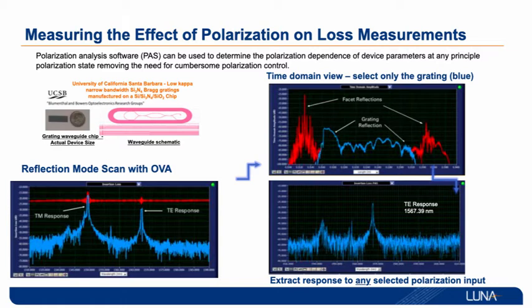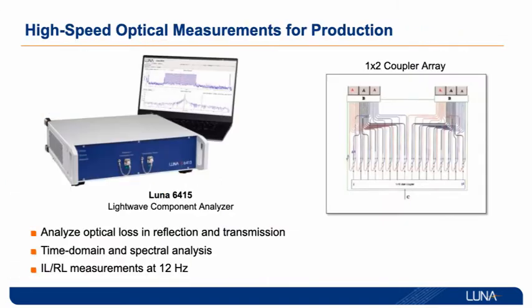And lastly, I'll talk about our newest product, as I mentioned, a little bit more for production environments. This is our 6415 analyzer, and we'll show a quick demo of this measuring an integrated device. It's an interesting device. It's an array of 1x2 couplers. So there are 16 1x2 couplers in this array integrated into a silicon platform, and they're all in a very small space, as you can see. And we're going to look through one of the channels to see what we can see with the 6415 analyzer.